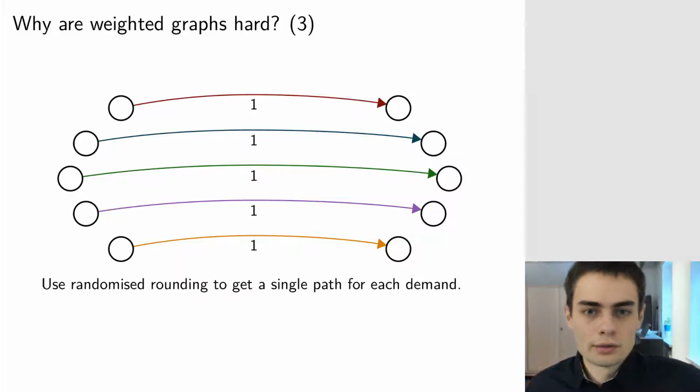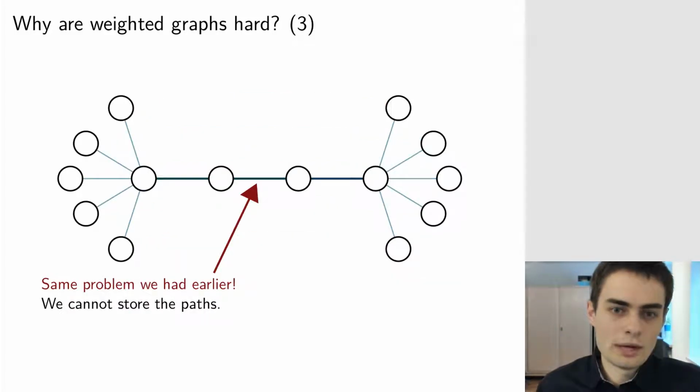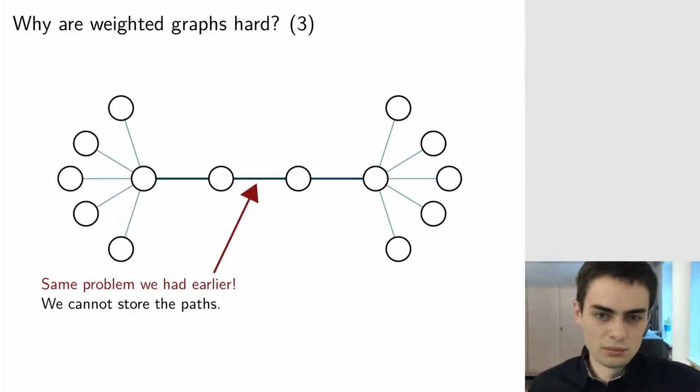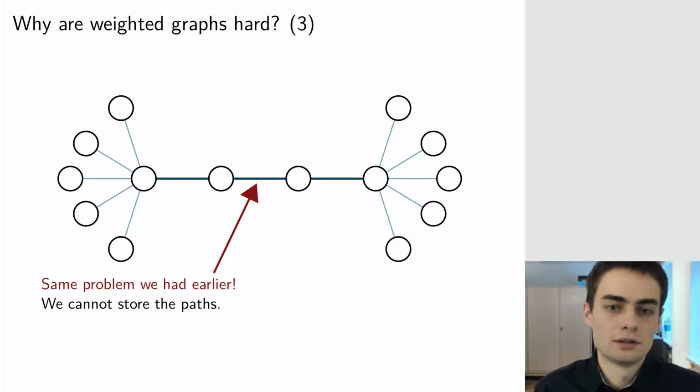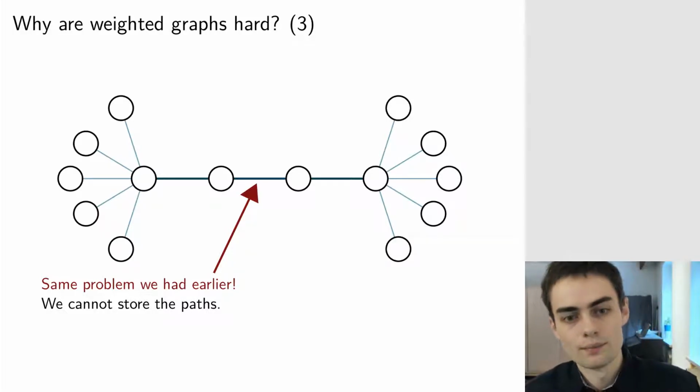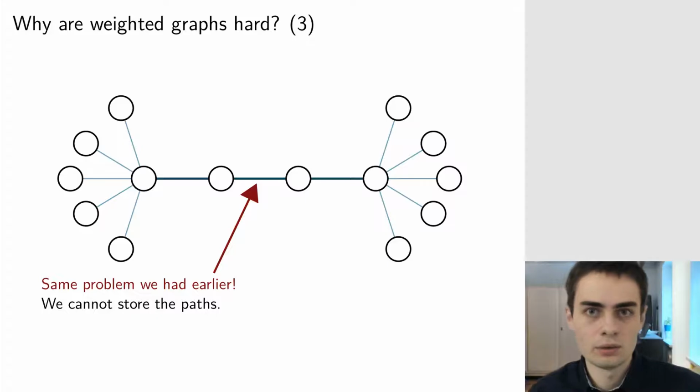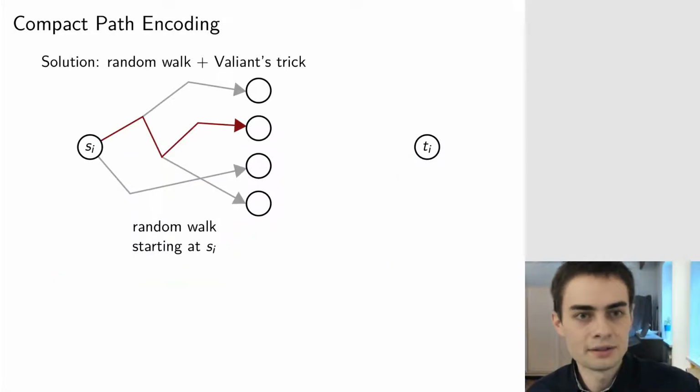Now, this graph might seem familiar. We end up with the same problem we had earlier. Even if we have to only store a single path for each of these demands, we still don't know how to do that. It might be that there are edges which have lots of paths, and then we can't store the routing information for each path. And again, we use the random walk to solve this problem.